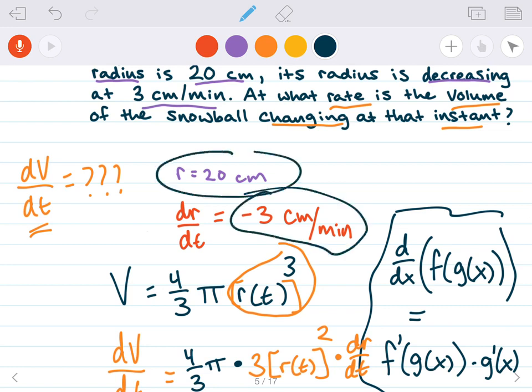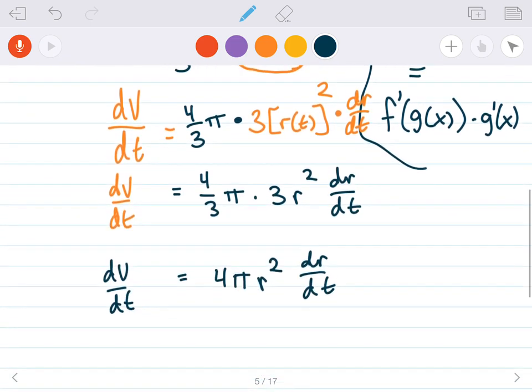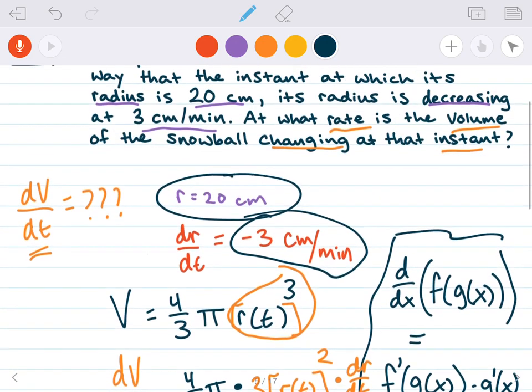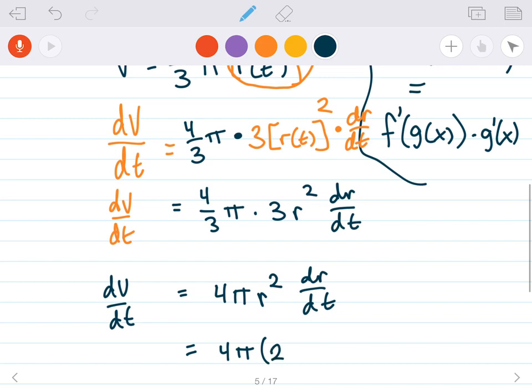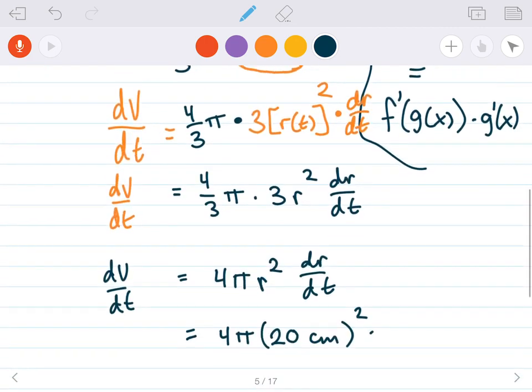I know that r is equal to 20 centimeters, and I'm going to leave my units in here just to show you what's happening, but in future examples, I'm not going to do all of that work. Just want to show you that this is a thing that's happening here. And then dr dt was negative 3 centimeters per minute.